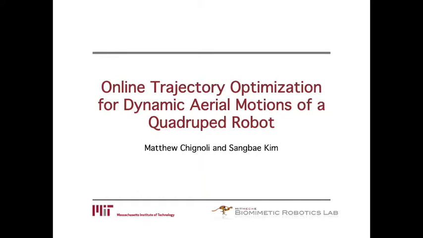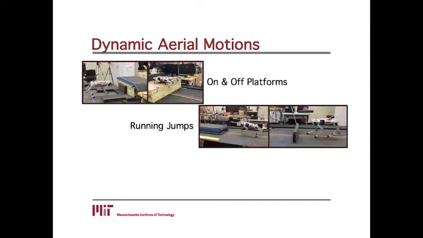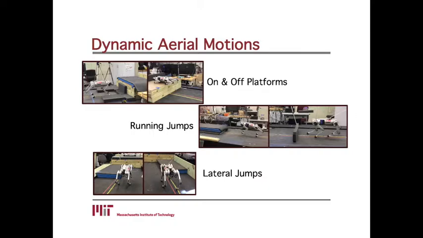This video accompanies our paper submission, Online Trajectory Optimization for Dynamic Aerial Motions of a Quadruped Robot. For this paper, we were motivated by the challenge of a small-scale quadruped robot conquering obstacles not traversable via standard locomotion. Such obstacles include platforms as tall as the robot's nominal standing height, platforms or hurdles encountered while running, and 3D obstacles that the robot must jump laterally to conquer. The framework is intended to be general to any 3D obstacle that the robot might encounter.